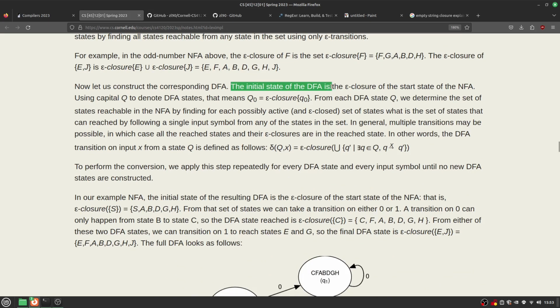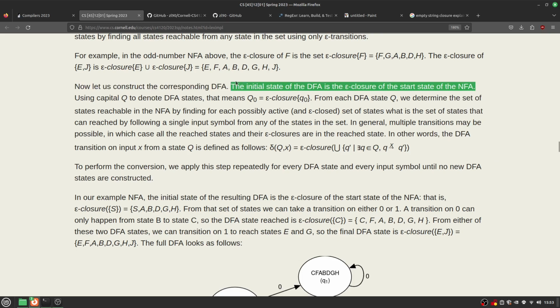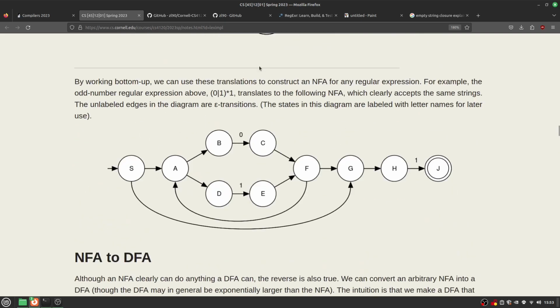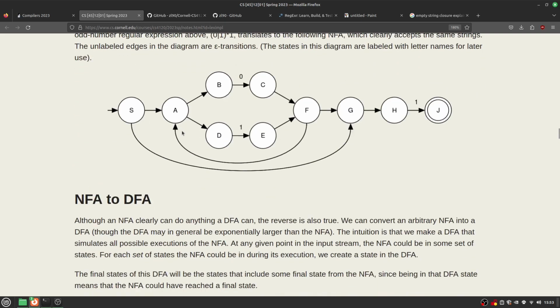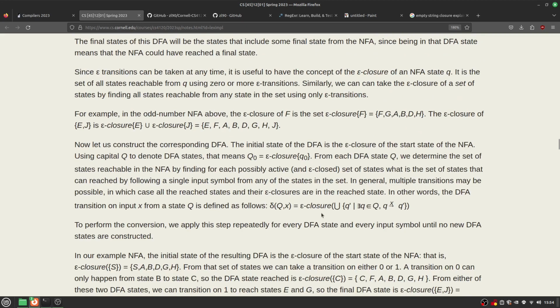The initial state of the DFA is the empty string closure of the start state of the NFA. The start state is S. So, what would that look like? The empty string closure of the start state of the NFA would be S, A, B, D, let's say S, A, D, B, and G, H. S, A, D, B and G, H. Okay.